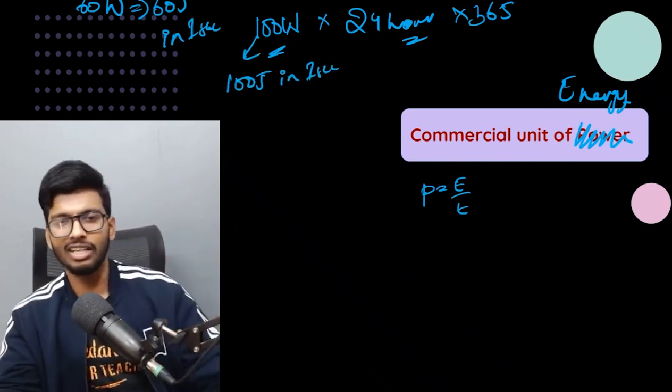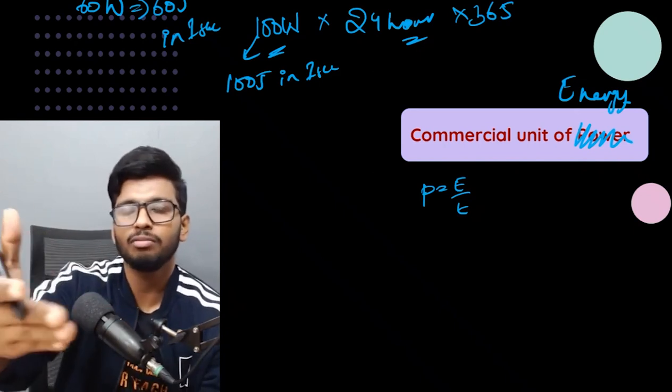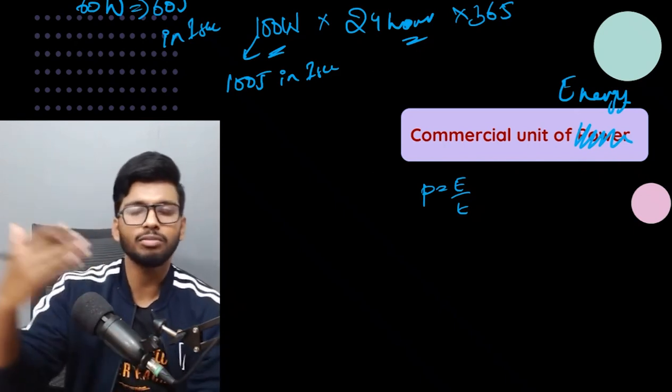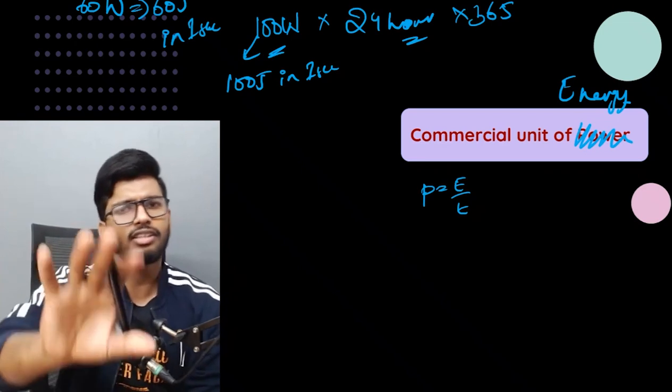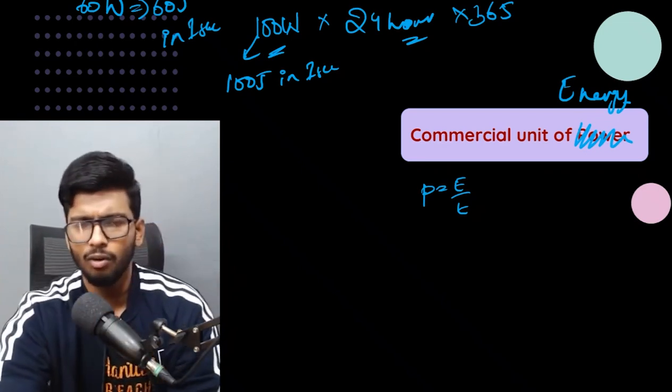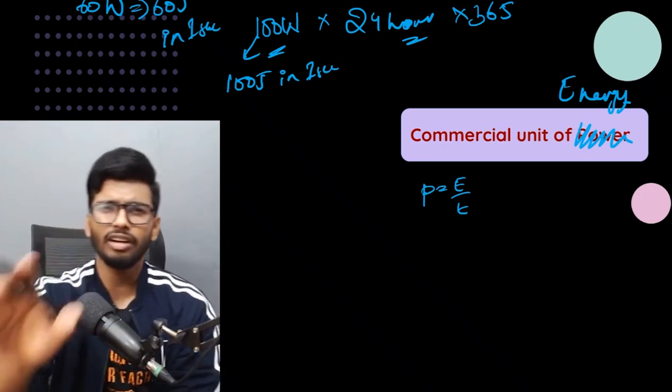100 joules obviously is more than 60 joules. So this means the power consumption of the TV is much higher than the bulb. All right, so let's say there's a bulb which has a power rating of 100 watts, running for 24 hours a day for 365 days a year.